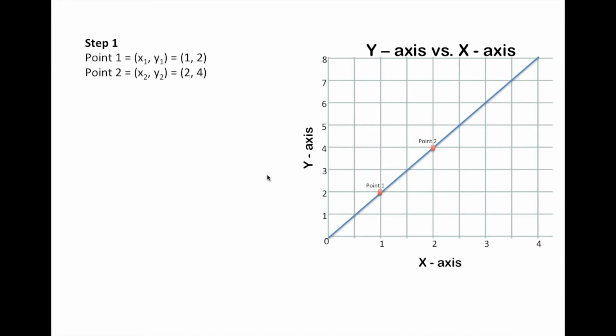From those points, I found their coordinates. Point 1 has an x of 1 and a y of 2. So I would write it 1, 2. Point 2, same idea. Its x value is 2, y value is 4. So I'd write it 2, 4.